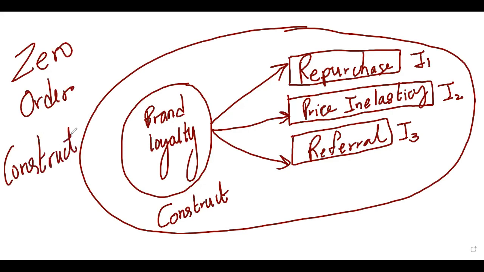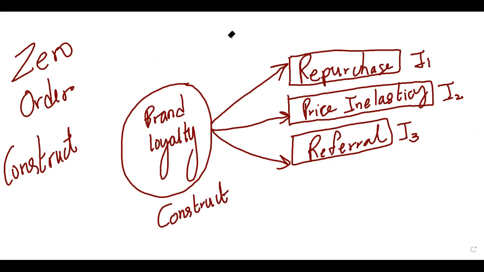Okay, so now I'm asking you, think and give me the answer. Is zero order construct clear? So these are the items, this is the construct, and this structure is known as zero order construct. First of all, you should be clear whether the zero order construct is clear or not. Okay, so you are saying that it is clear. Fine.